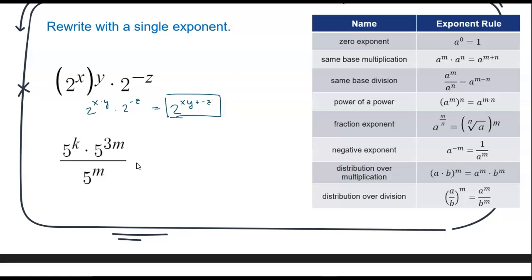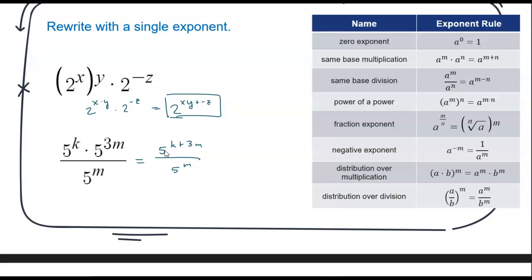All right, let's try this next one. Let's see, we have some multiplication going on, some division. Let's see what we can do here. So we know that we have the same base, we're multiplying, that means we're going to add the exponents. So we get 5 to the k plus 3m. And then I'm just going to leave everything else the way it was, with a fraction and the 5 to the m on the bottom.